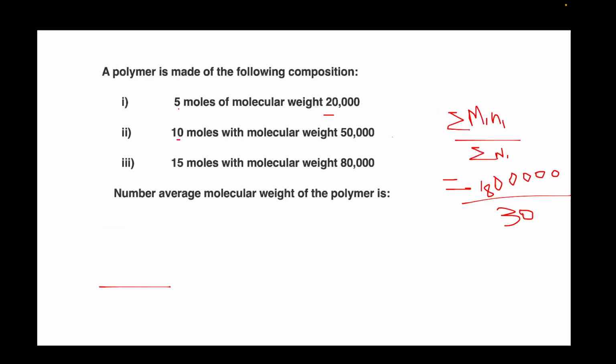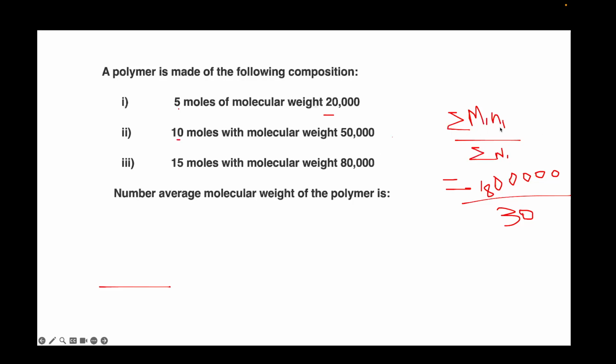Moving on to the next question. A polymer is made of the following composition: 5 moles of molecular weight 20,000, 10 moles of molecular weight 50,000, and 15 moles of molecular weight 80,000. Here you have to calculate the number average molecular weight of the polymer. The formula for the number average molecular weight of the polymer is summation of MiNi by summation of Ni, where Mi is the molecular weight and Ni is the number of moles.